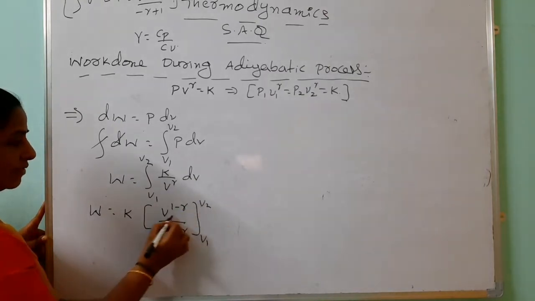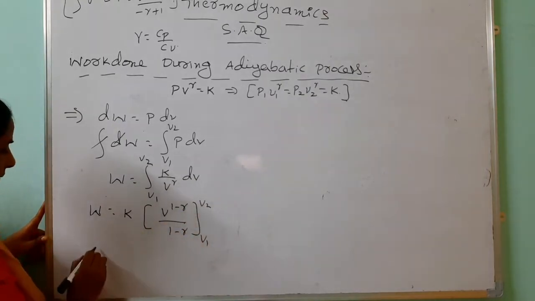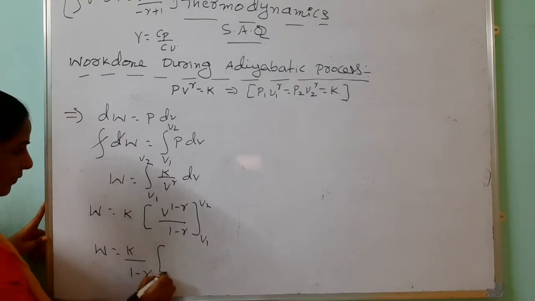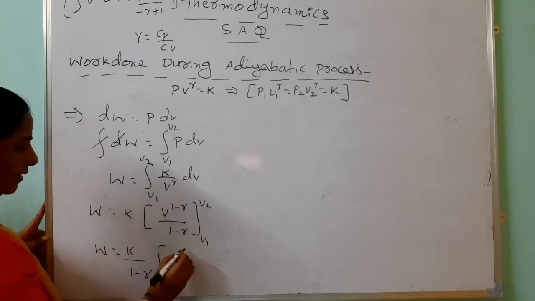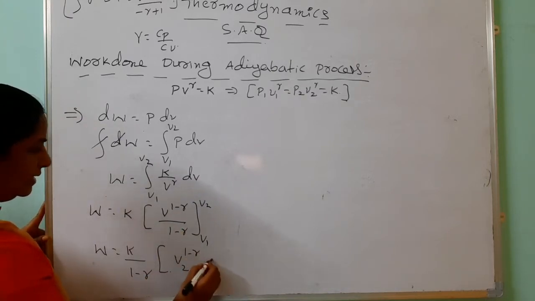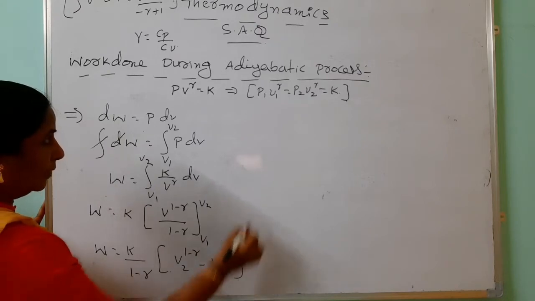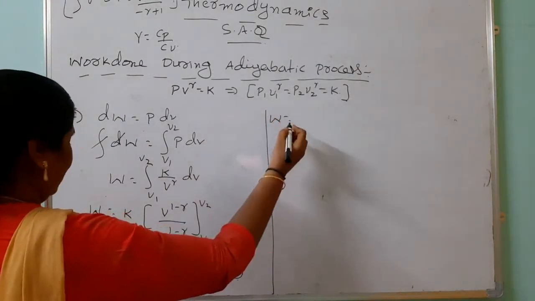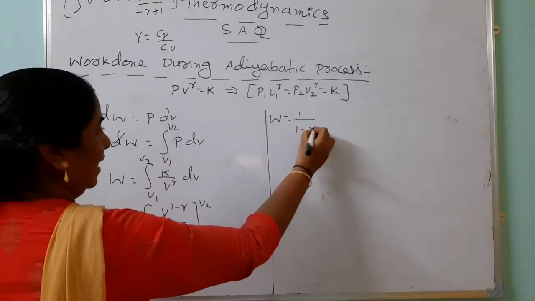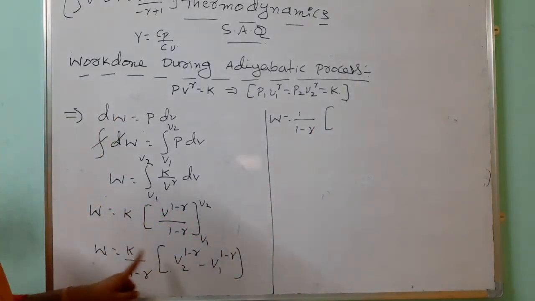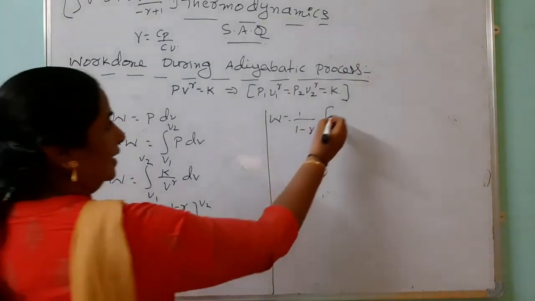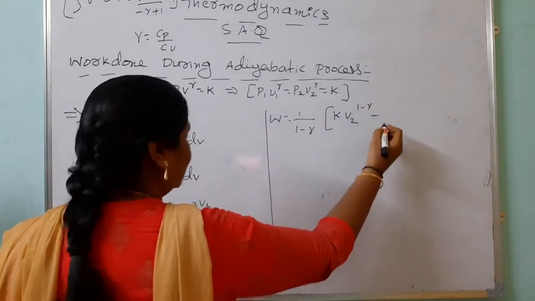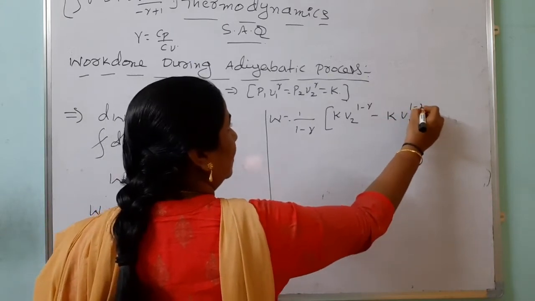Wherever that V is there, first we should apply the upper limit minus lower limit. So K by 1 minus gamma into upper limit is V2 power 1 minus gamma minus V1 power 1 minus gamma. Now how to write this expression? Work done equals 1 by 1 minus gamma. Here K is there, no? K, I am sending inside. So you can get K into V2 power 1 minus gamma minus K into V1 power 1 minus gamma.